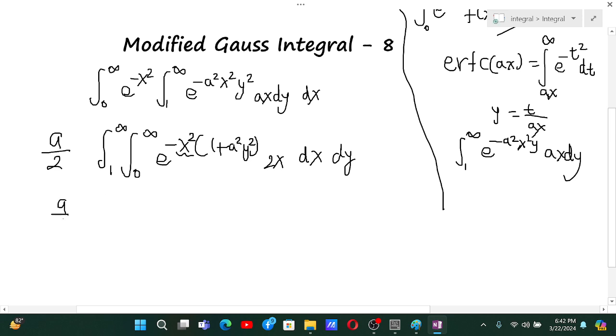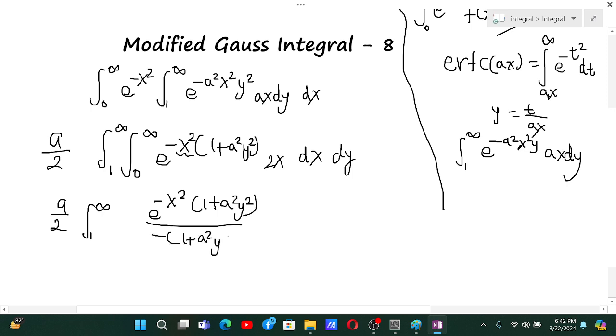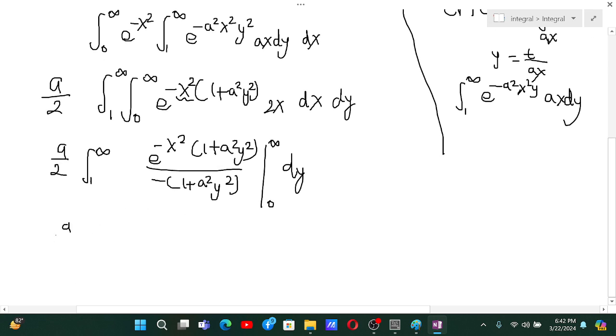A by 2 integral from 1 to infinity of e to the power minus x square 1 plus a square y square by minus of 1 plus a square y square, and then dy. This goes from 0 to infinity. Fine. Now a by 2 integral from 1 to infinity, this is 0, and minus minus plus, at 0 this one is 1 by 1 plus a square y square dy.